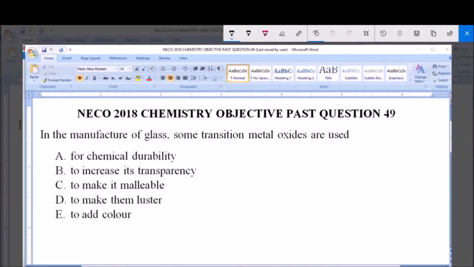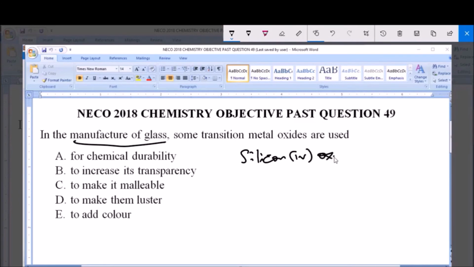I will be answering NECO 2018 Chemistry Objective Past Question 49. In the manufacture of glass, some transition metal oxides are used: A. For chemical durability, B. To increase the transparency, C. To make it malleable, D. To make them lustrous, and E. To add color.